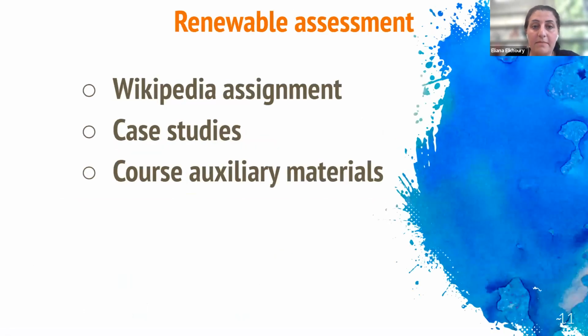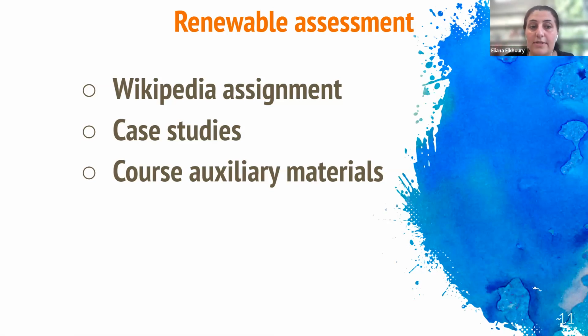Okay, here are my examples. The first one is renewable assessment. So what can you do? I've seen people do a Wikipedia assignment. I saw an article about one instructor in medical school who asked the students to go in and write Wikipedia articles about what they were studying. So he was teaching the students to convey what they learned to the public. And that was the skill that he was working on.